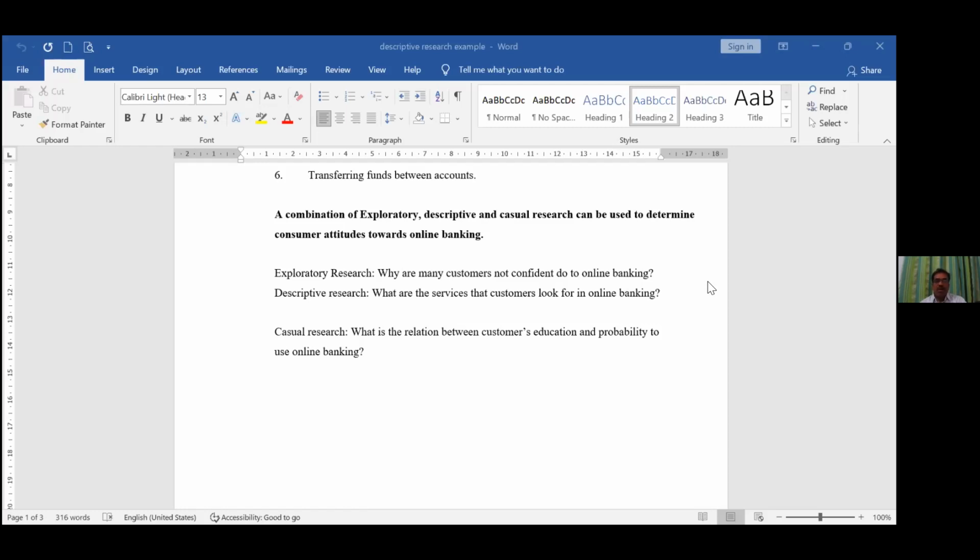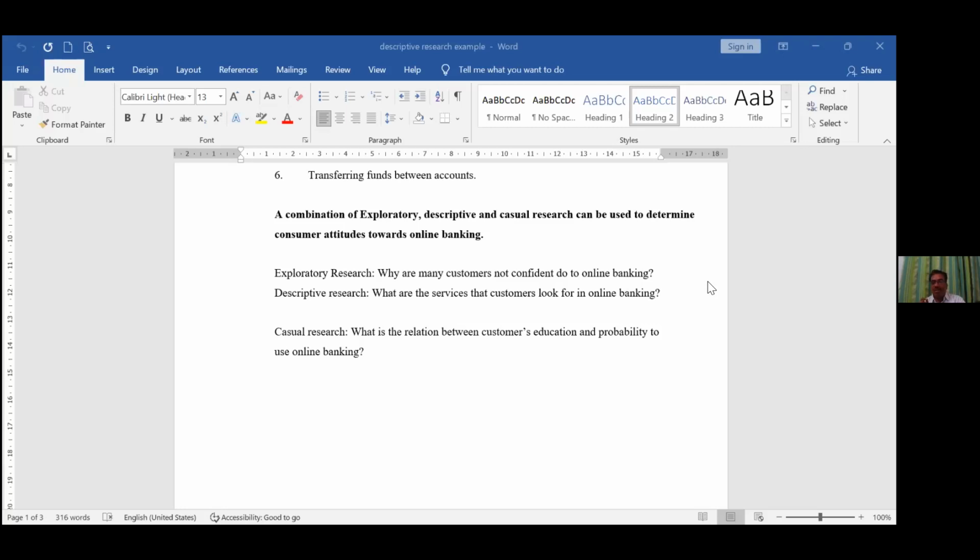What is a causal research question? What is the relationship between customer education and probability to use online banking? Say for example, who is using online banking? You would like to establish the relationship between educational background and usage of online banking. Sometimes highly qualified people may use more online banking facilities, while illiterate people may not use online banking facilities. So you can create a hypothesis: there is no significant relationship between customer education and probability of using online banking.